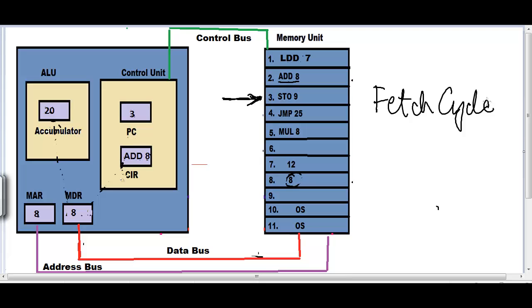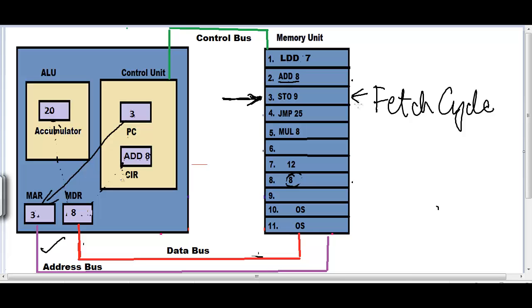In the first step, this value in the program counter is copied into the MAR. As soon as the value in the MAR is updated, that value is also updated on the address bus, and it is instantly reflected on the address bus. So the address bus is now pointing towards this location in the main memory.